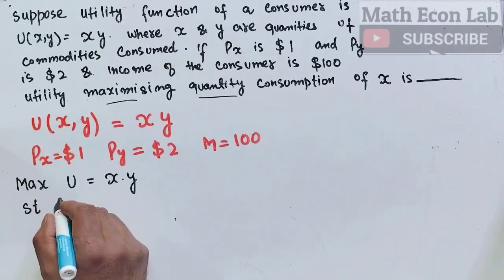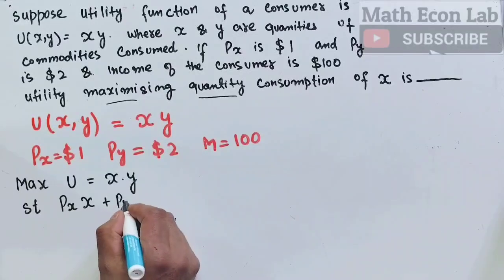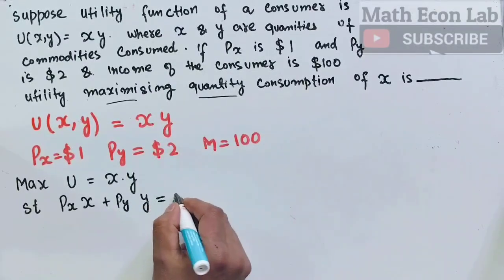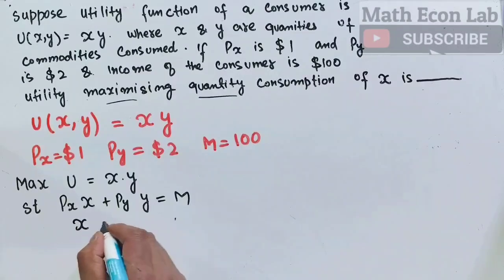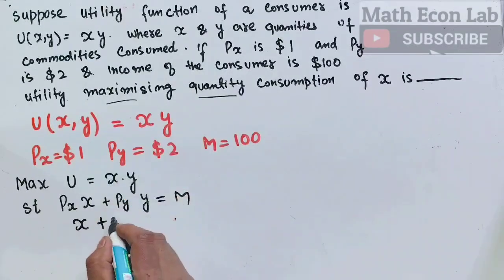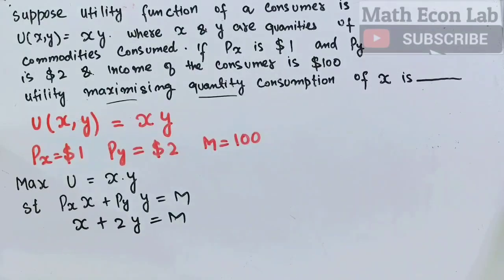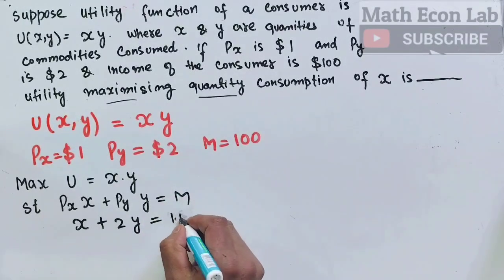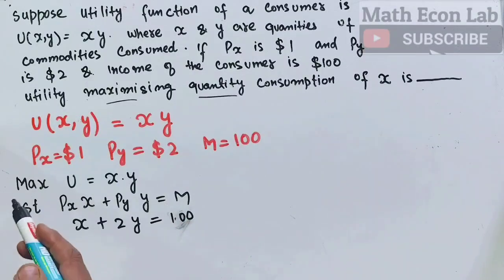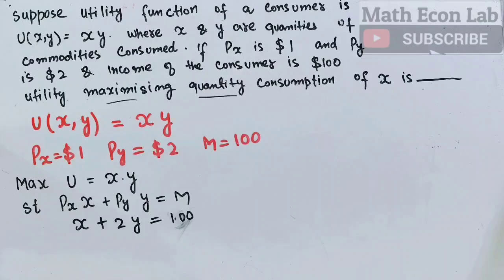What is the budget constraint? That is, the price of x times units of good x plus the price of y times units of good y should be equal to the income of the consumer. The price of x is 1, so we can write x here, plus the price of good y is 2, so we write 2 times y, should be equal to the income of the consumer, which is given here, 100. So the consumer's endeavor is to maximize his utility subject to the budget constraint.